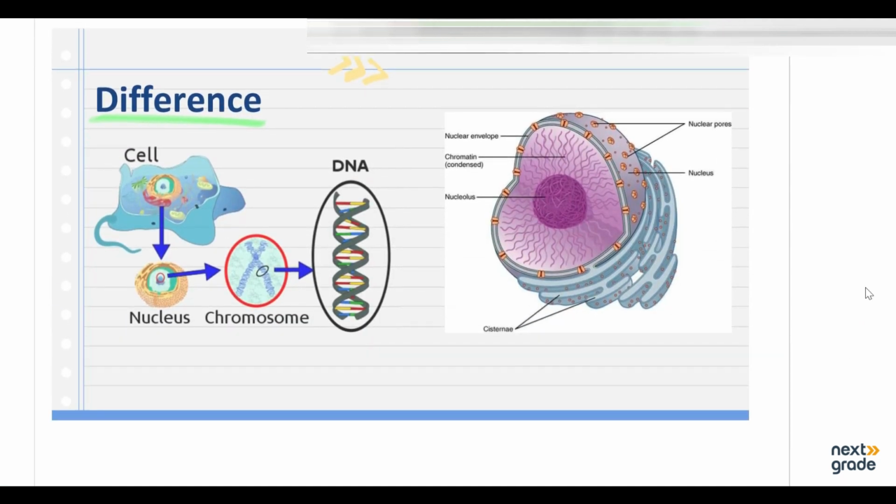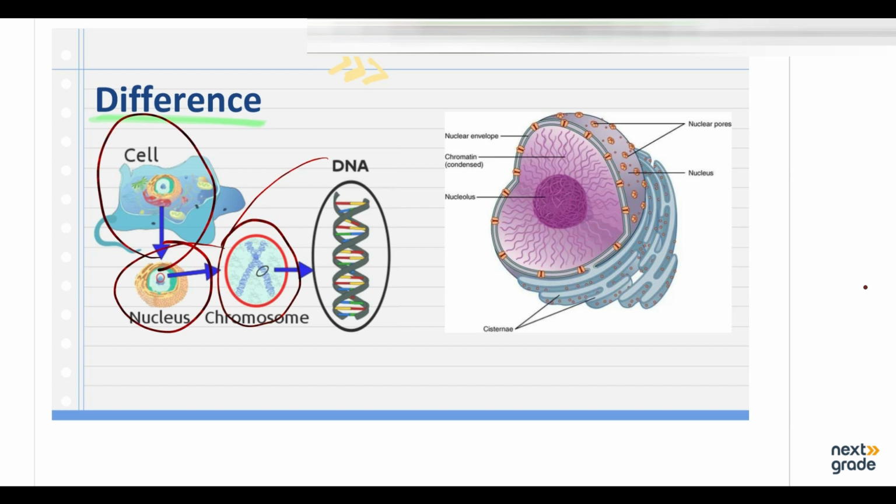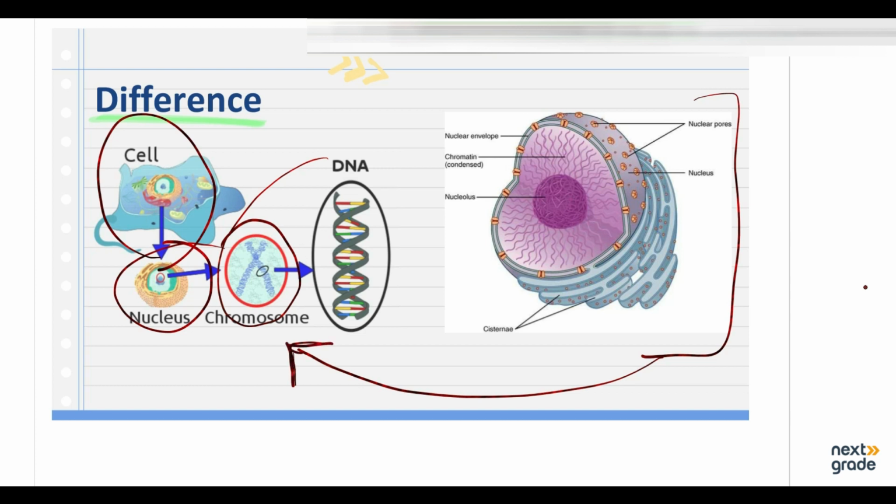Here you can see that the DNA, as I told you, is present in the chromosome of the nucleus in the cell. This picture is a depiction of what I have just said. This is a bigger picture, but this one is a more internalized version of the same picture: the DNA is present in the chromosome in the nucleus in the cell. That's how it takes place.